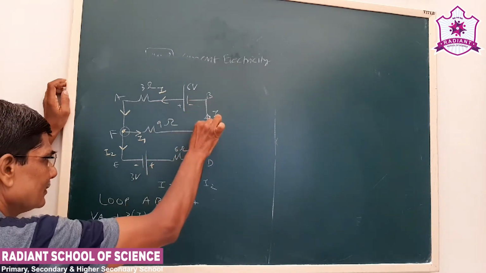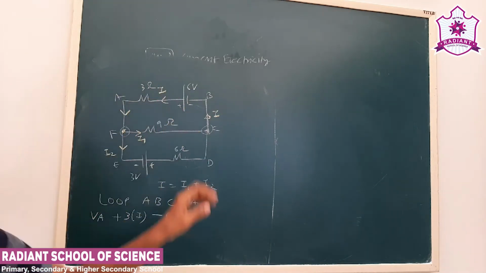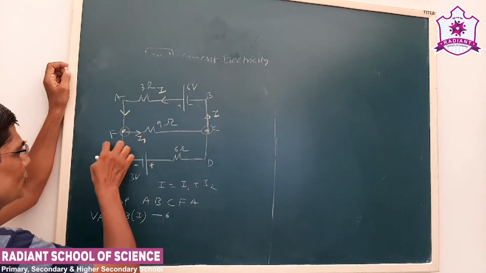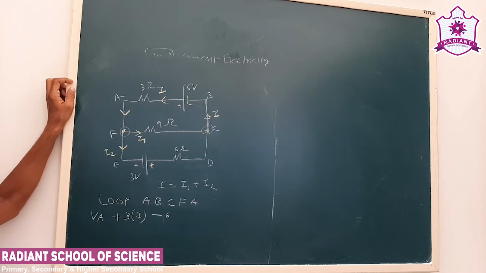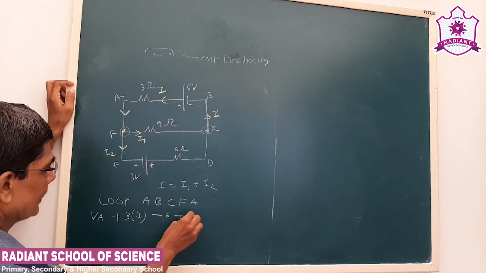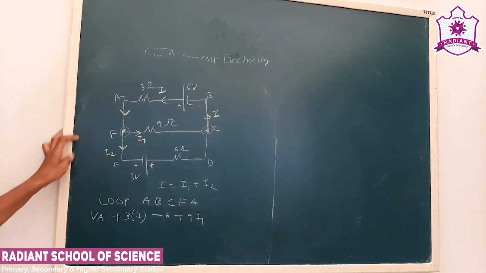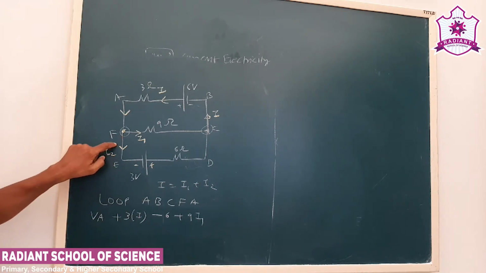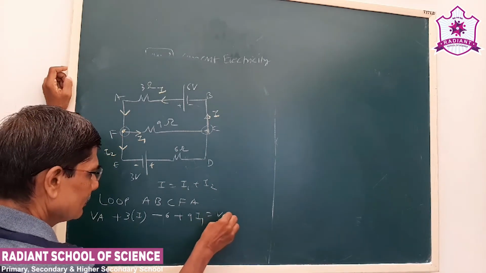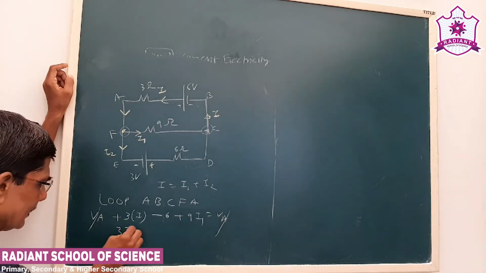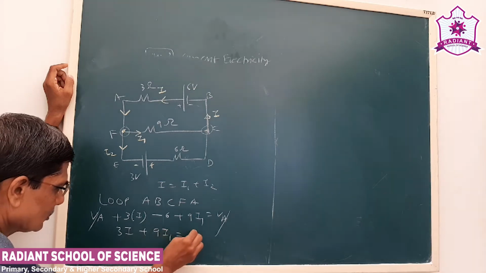Now see BC here, current is there. It is a simple conductor, no resistor, so no potential drop. Now see, we move from C to F, that is in the opposite direction of the current, so that will be plus 9 I1. When we move in the opposite direction of the current, there will be increase in the potential. Then F to A, we come back to the same point. So how does our equation pan out? 3I plus 9I1 is equal to 6.